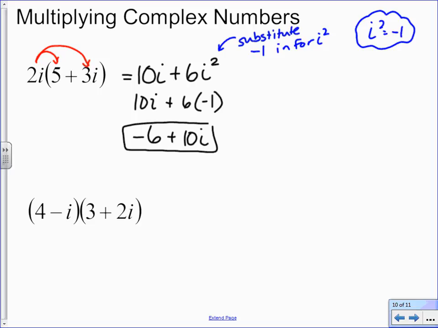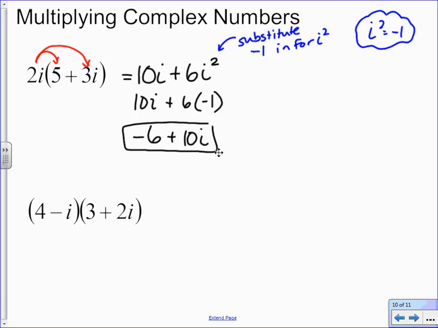Questions about what I did right there? Yes, Kyle. Why did the 10i have to go behind the -6? Like, why didn't I write it as 10i minus 6? Just because standard form is a plus bi, where the i term is always second. So, like, mathematicians are huge on standard form. So that your answer looks like my answer, looks like Skylar's answer, and we all have the same looking answer. It's not that 10i minus 6 would be wrong, but I just want you to write it in the standard form. Okay. Good question.